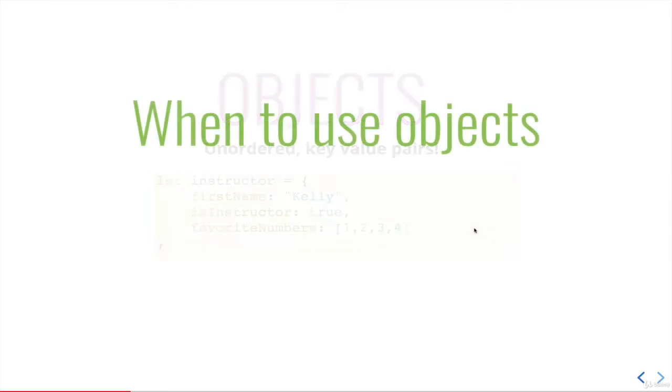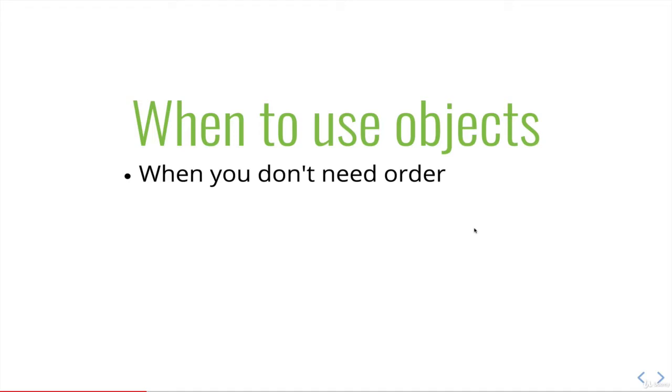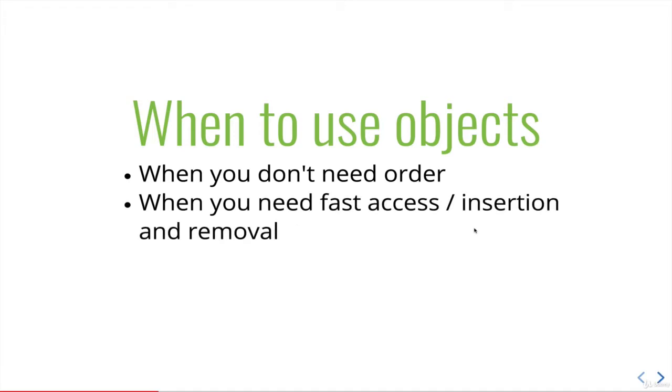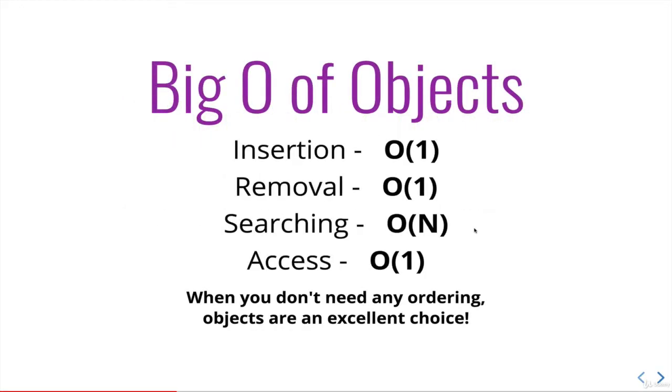All right, so objects work well when you don't need order, of course, and also when you want fast access and insertion and removal. So no order, but everything else, almost everything else, is very quick. And when we say quick, I'm talking about constant time for insertion, removal, and accessing data. So objects are very fast. I mean, that's the fastest we can go, constant time. We'll come back to searching in a moment.